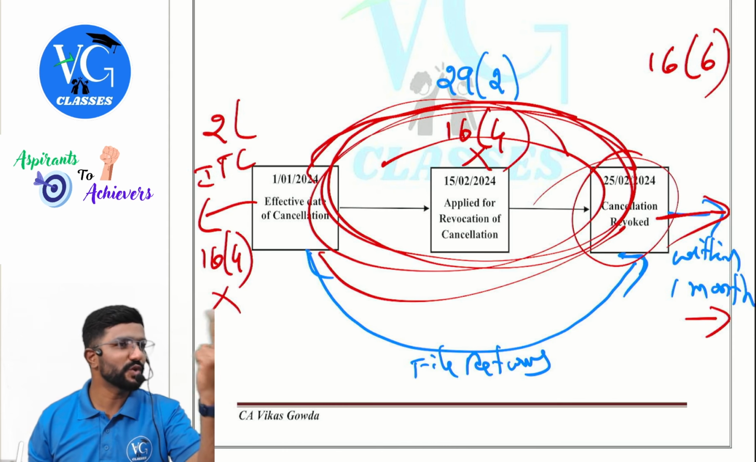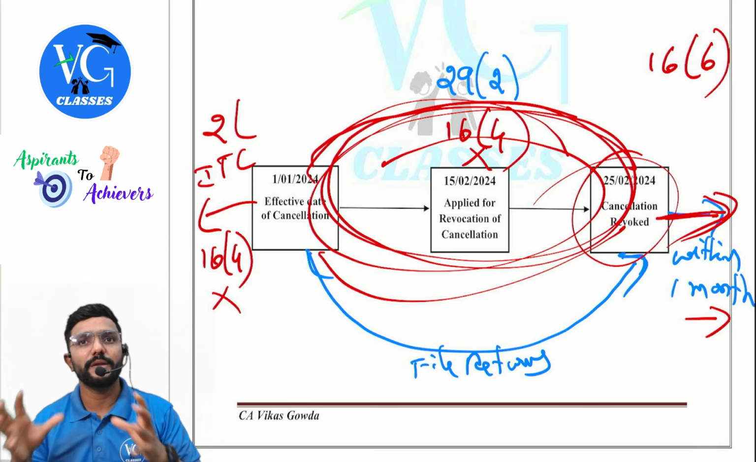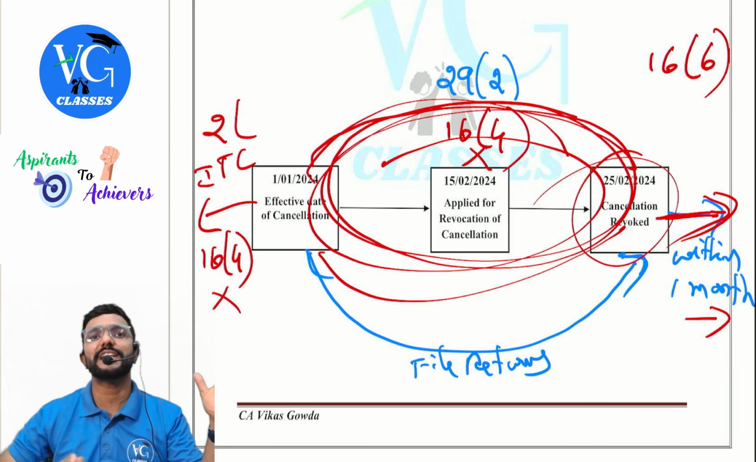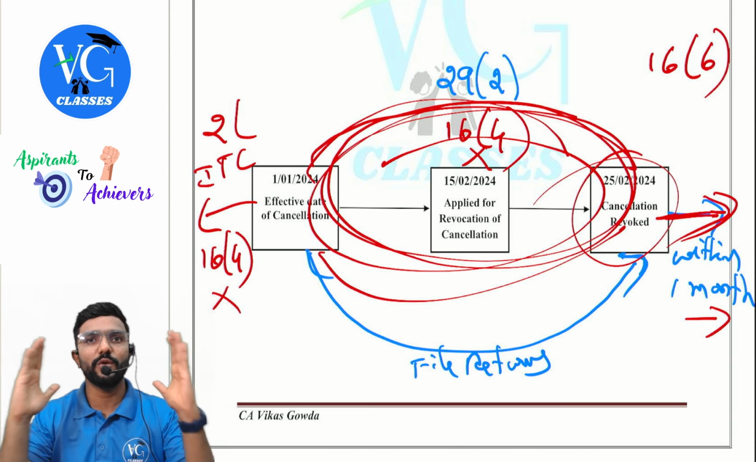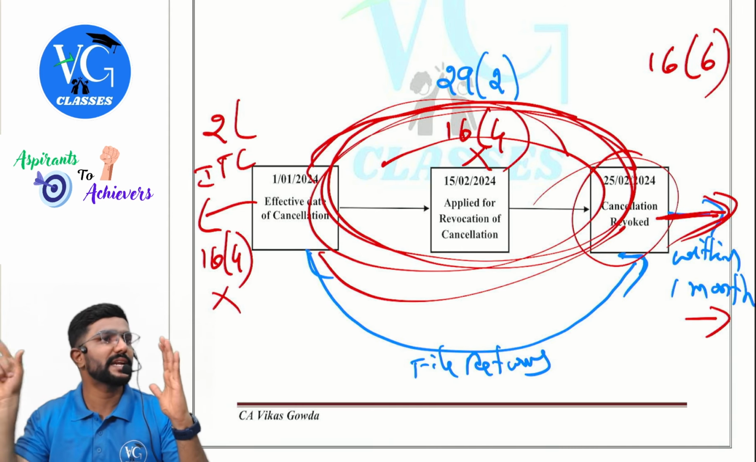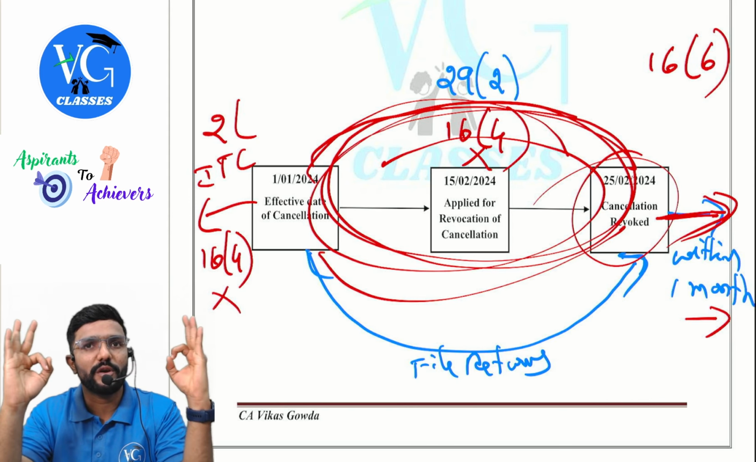Is that clear? So two things I have to do within 1 month from here. What are those? File the returns from the effective date of cancellation till the revocation date. Plus, if the credit time is over in between this date, then I can claim the credit within 1 month. Did you guys get it? Yes. A new provision affecting 2-3 sections.